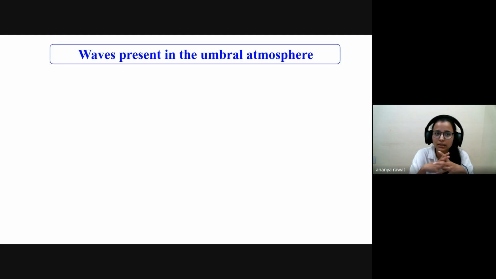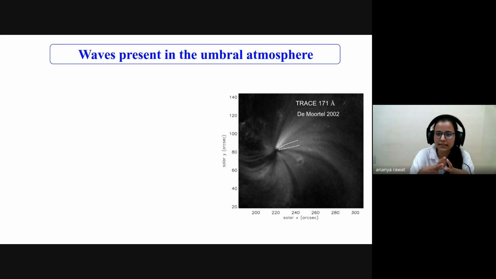So to study these waves in the sunspot umbra, let's see what has previously been studied about these waves in the umbra. So this is a photo of a beautiful fan loop structure.